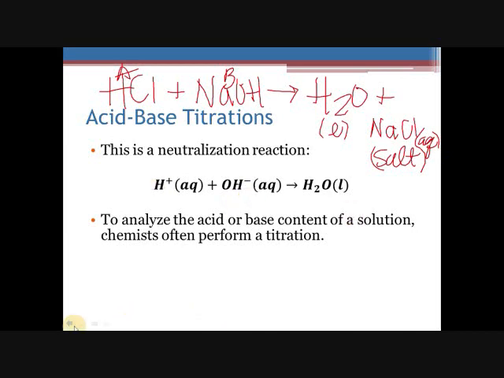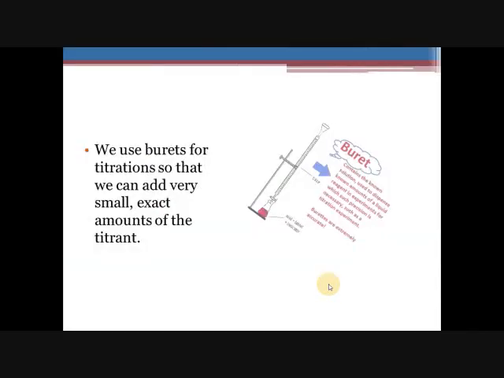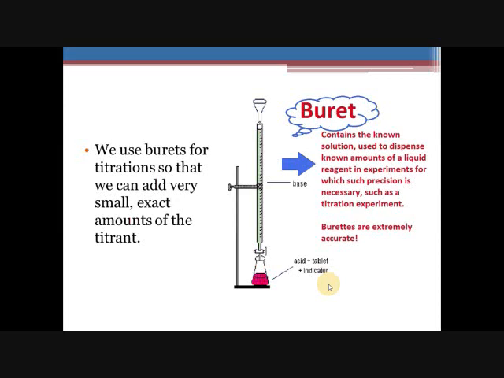Okay, so to analyze the acid or base content of a solution, we can perform titrations. A titration involves the delivery of a measured volume of a solution of known concentration, the titrant is what we call that, into the solution being analyzed, which is called the analyte. So we use burettes for this. We learned about burettes on the second day of school or something when we started talking about lab equipment, but we just haven't used them yet, so here we are at the end of the year.